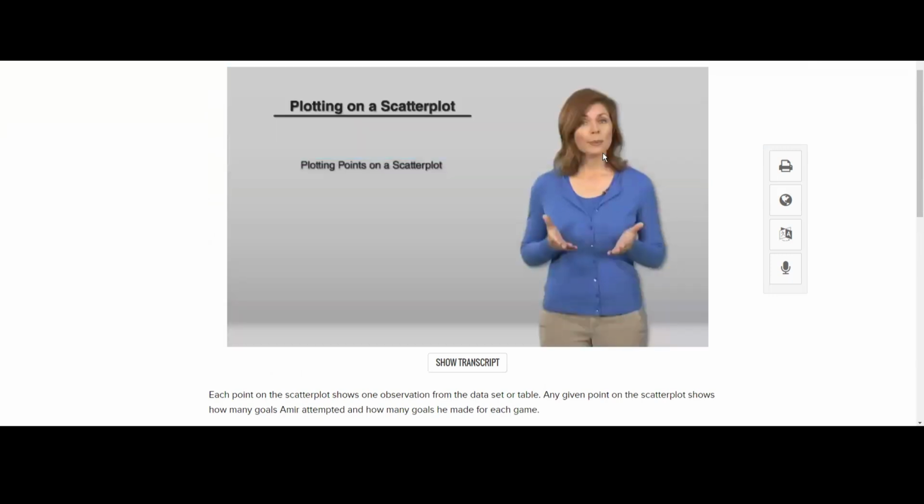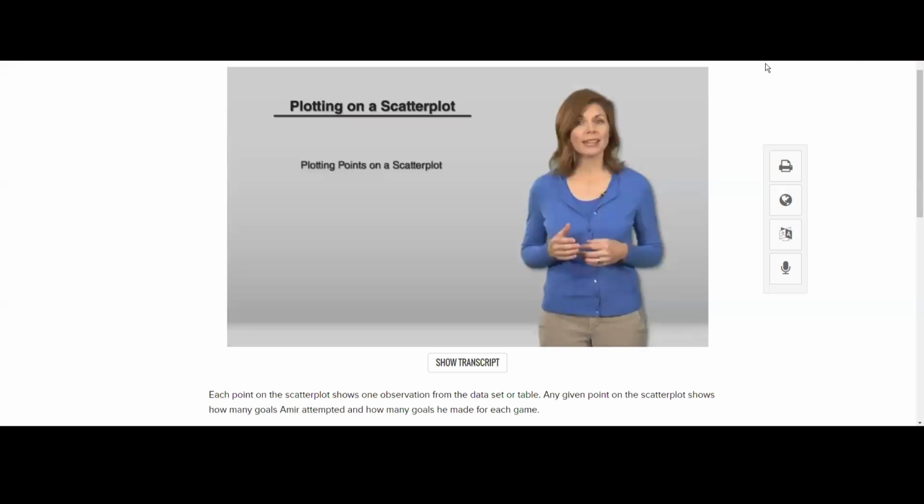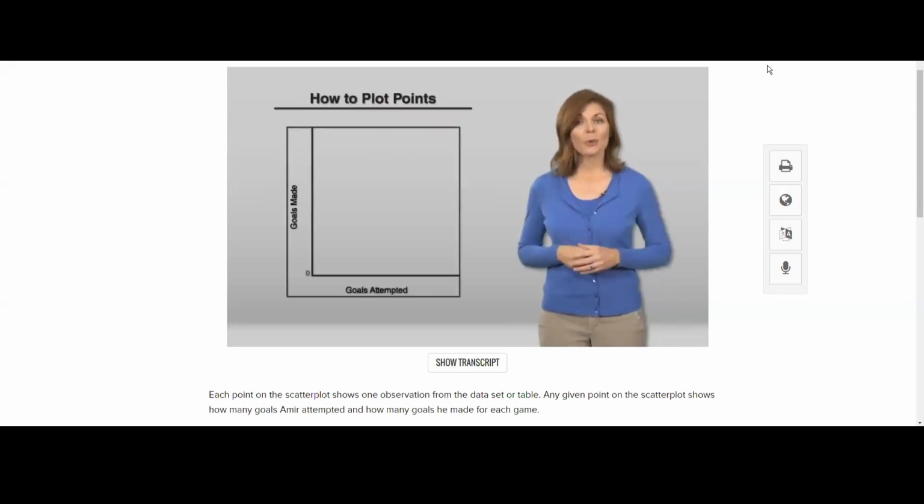Plotting points on a scatter plot is just as easy as plotting points on any coordinate graph. The only difference is that there are usually more points to graph. Each point in the table is graphed. Remember, when graphing points, the first coordinate tells us to move left or right, and the second coordinate tells us to move up or down.